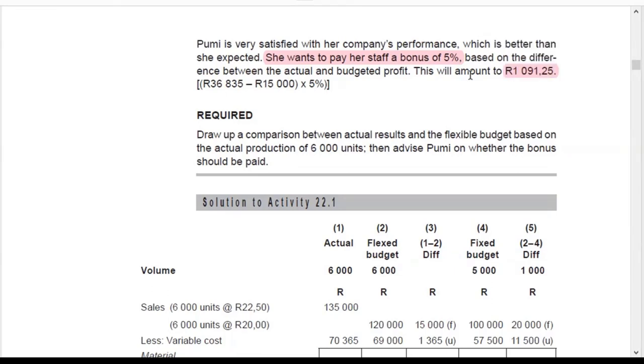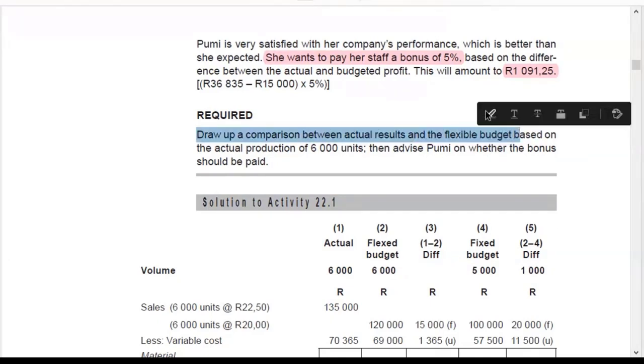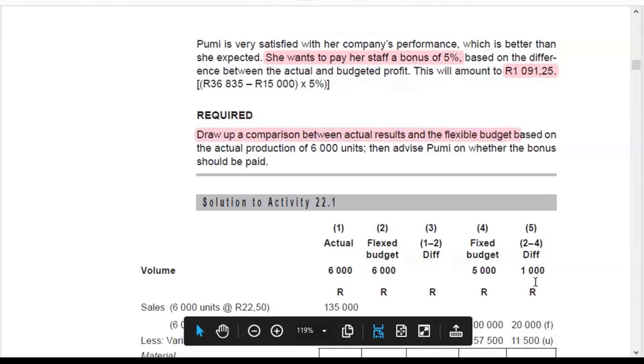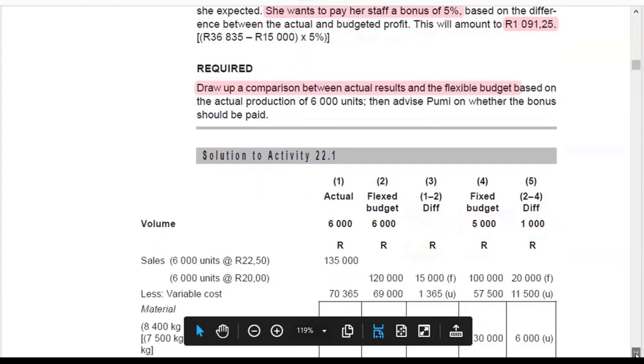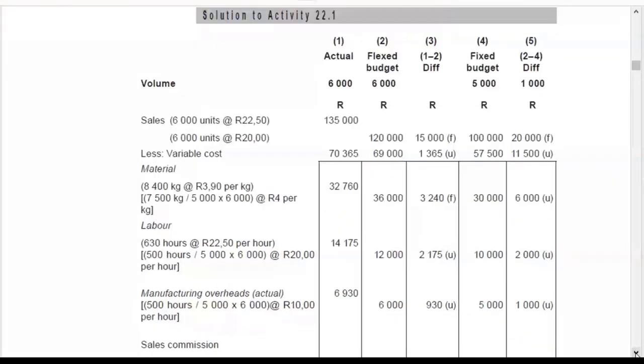I mean, the bonus will now be this amount, not a million, sorry, 1,000, right? So now we have to draw your actual and your flex budget based on the 6,000 units. Let's go. I hope you guys are still following. Very important that it blends in nicely with standard.